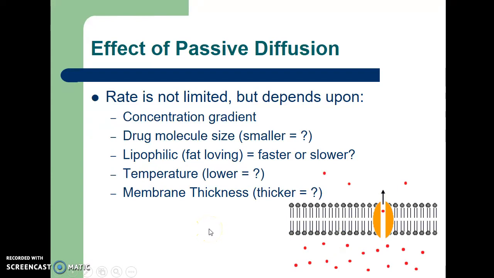And so temperature will also have an effect. This is one of the reasons why we want to warm animals if they are cold. First of all, we want to get their core temperature up so that the body can function well. And part of that functioning is that drugs will move across a membrane in warmer temperatures better than in colder temperatures. And lastly, membrane thickness. This is probably something that is pretty intuitive. If we have a thinner membrane, it's a lot easier for molecules to cross than in a thicker membrane.